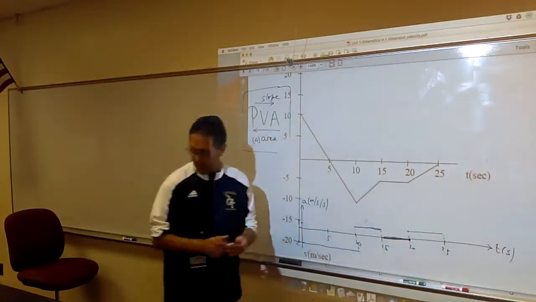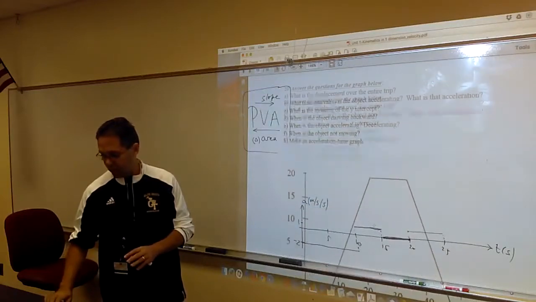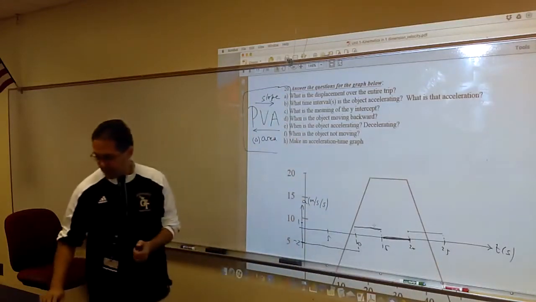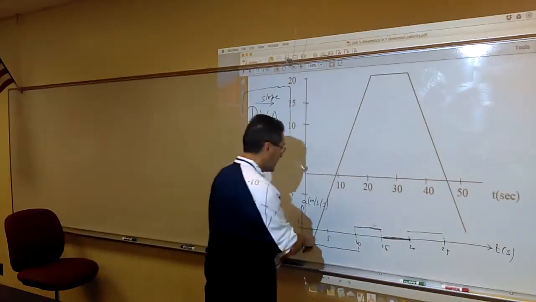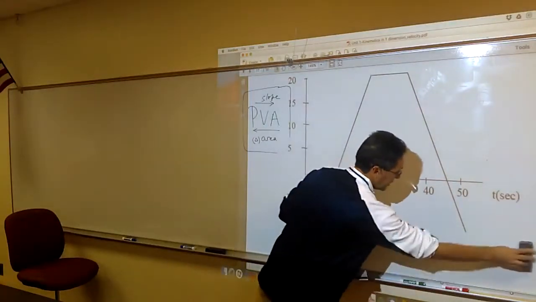Okay? And that's that. So for the next one, I'm just going to talk about it briefly without doing any numbers. If it says what's the displacement for the entire trip, you just find the areas. Anything that's below the time axis, you have to look at it as a negative area. Anything above, you look at it as a positive.